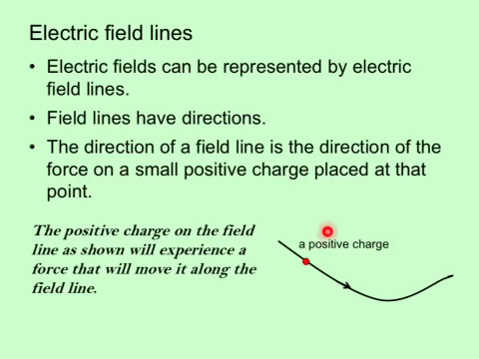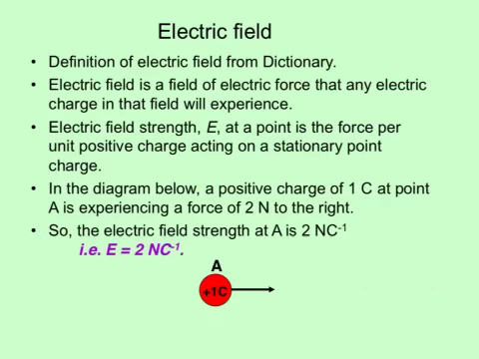This slide here is very much a summary of the previous few slides. It says here, electric fields can be represented by electric field lines. Field lines have directions. The direction of a field line is the direction of the force on a small positive charge placed at that point. The positive charge on the field line, as shown here, will experience a force that will move it along the field line. So this positive charge here will get moved along this line here all the way like this.